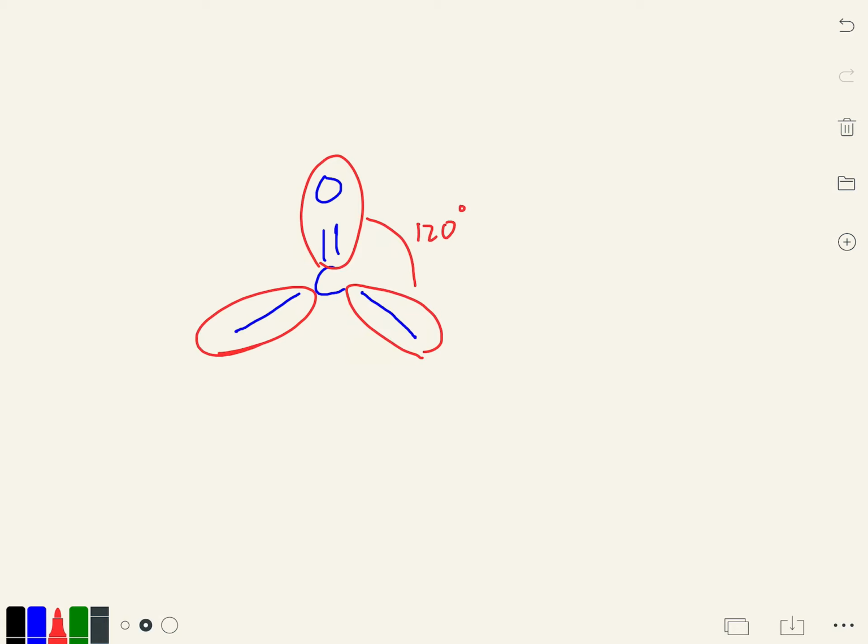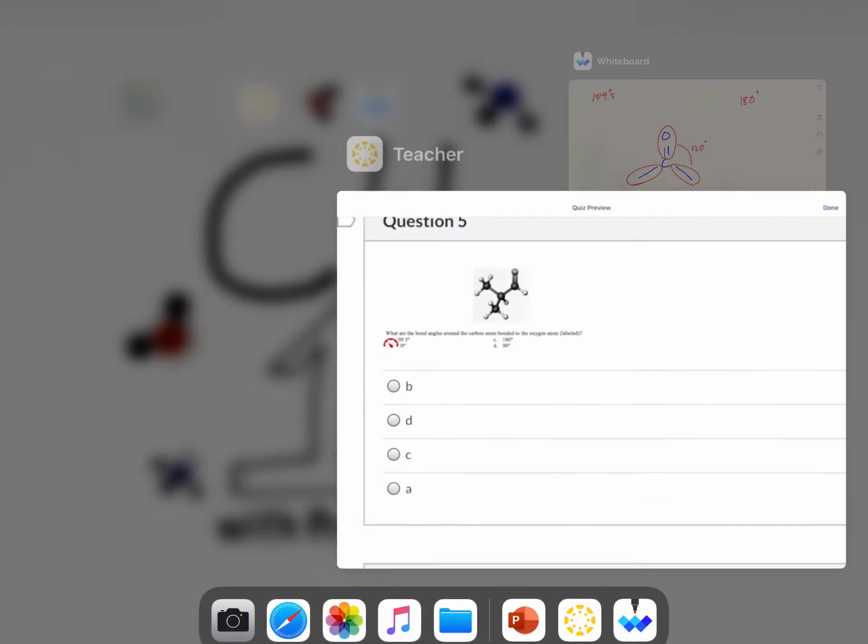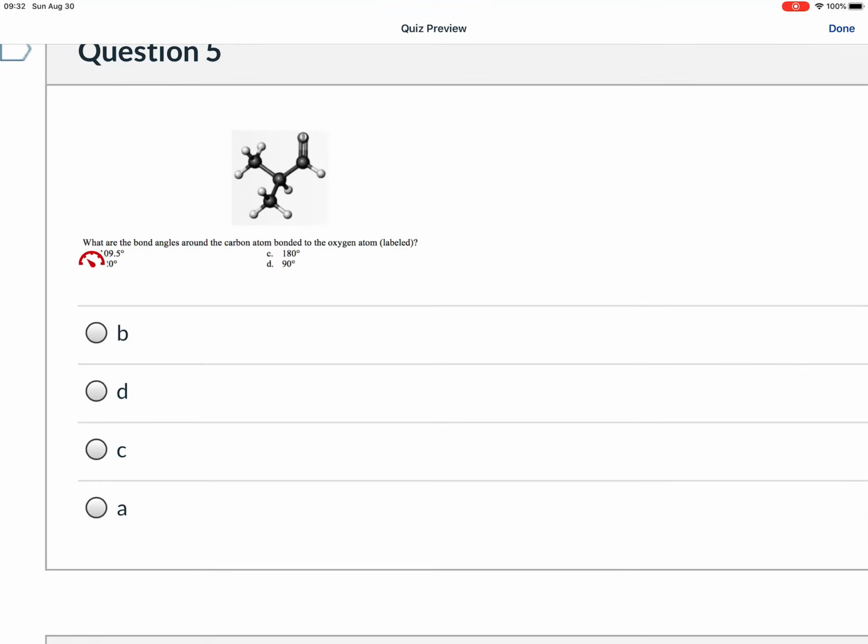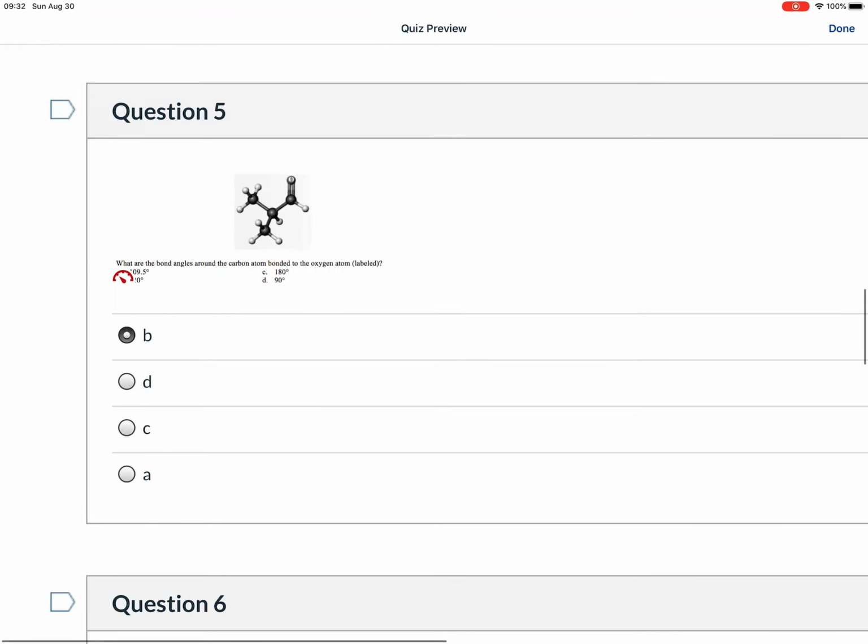So remember, for carbon, when it's all single bonds, 109.5 degrees. When it's three electron groups, at least one double bond, then it's 120. And if there's a triple bond, then it's 180 degrees. So the answer here was C. My bad, B, 120.